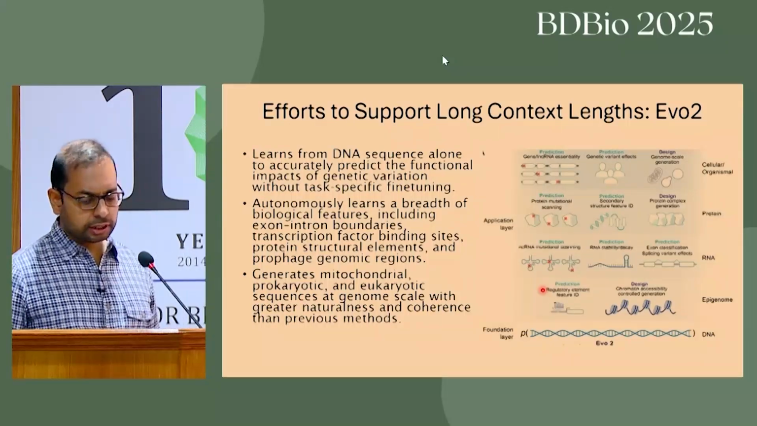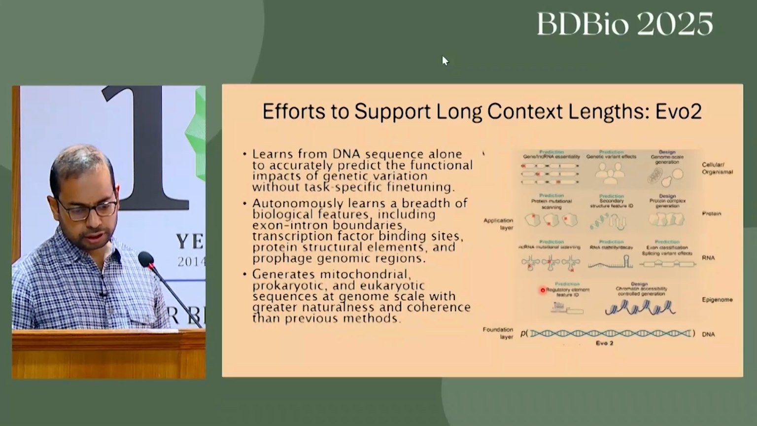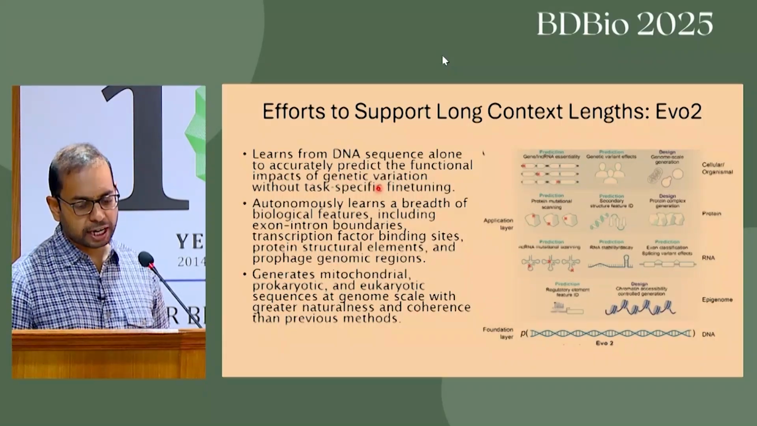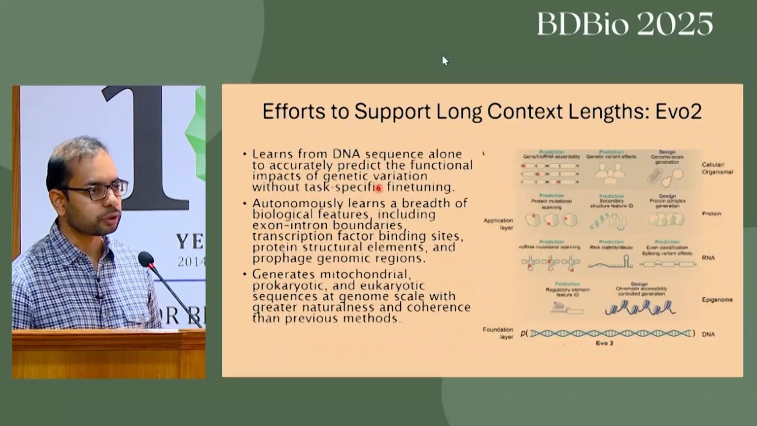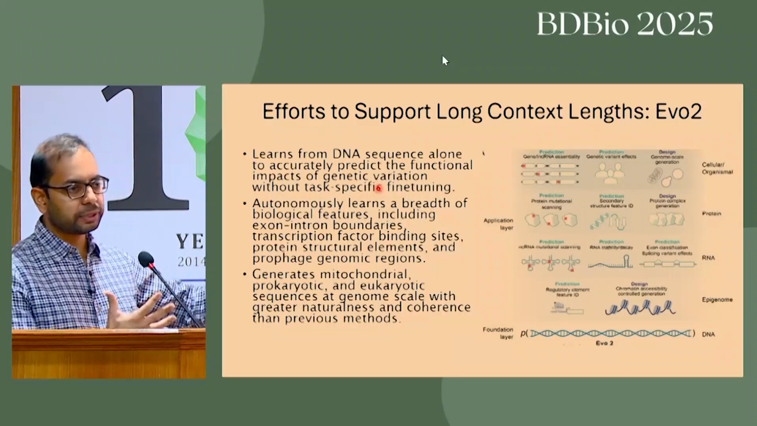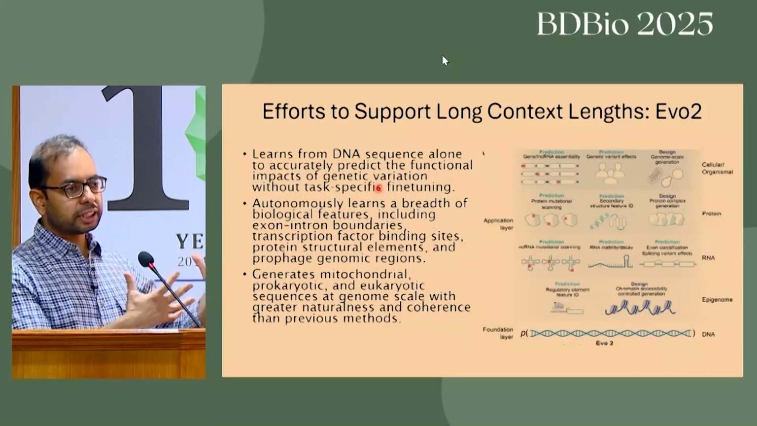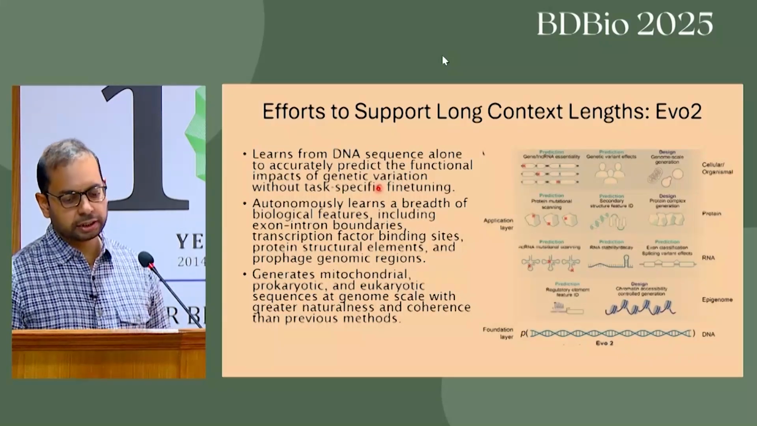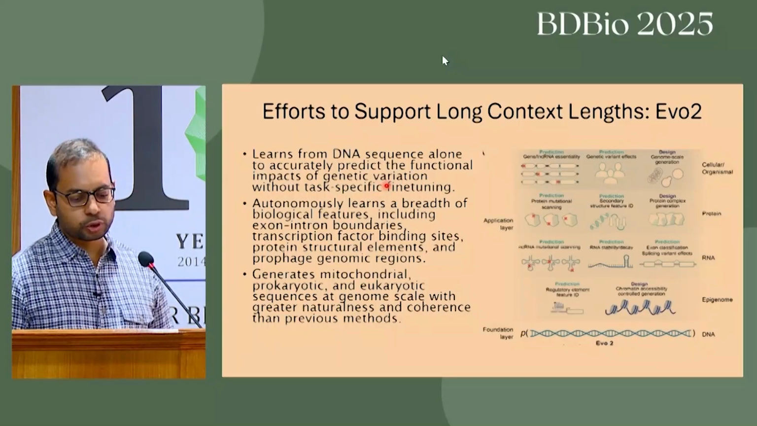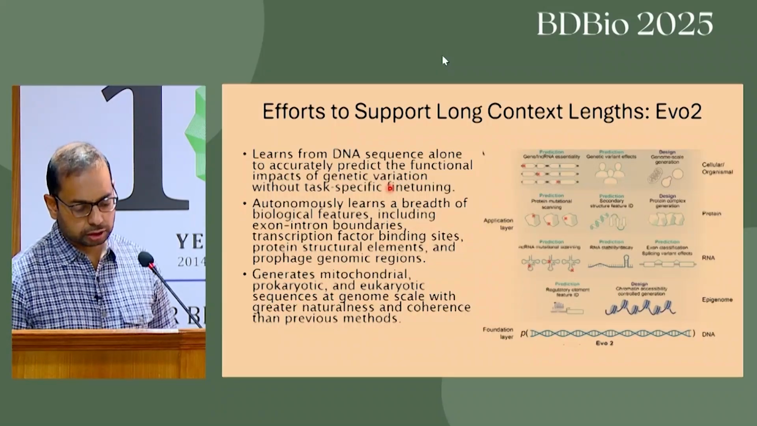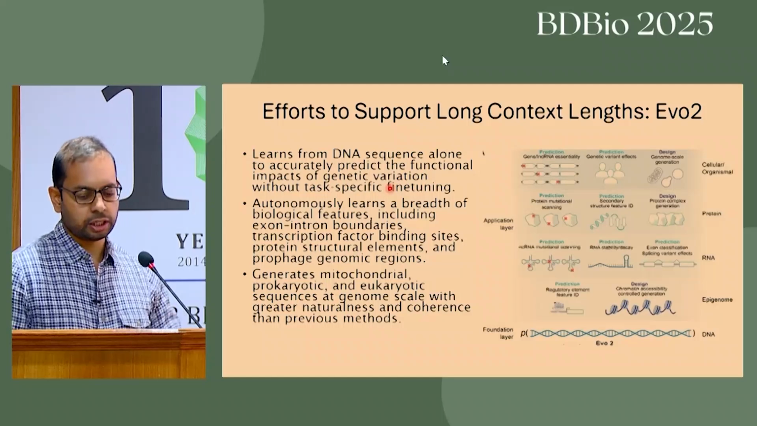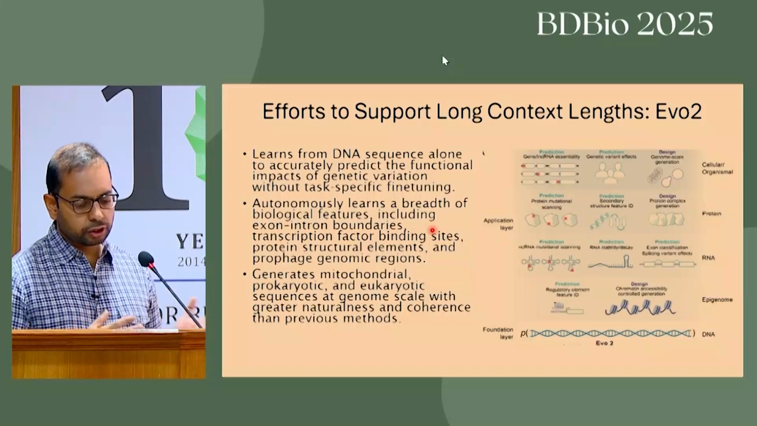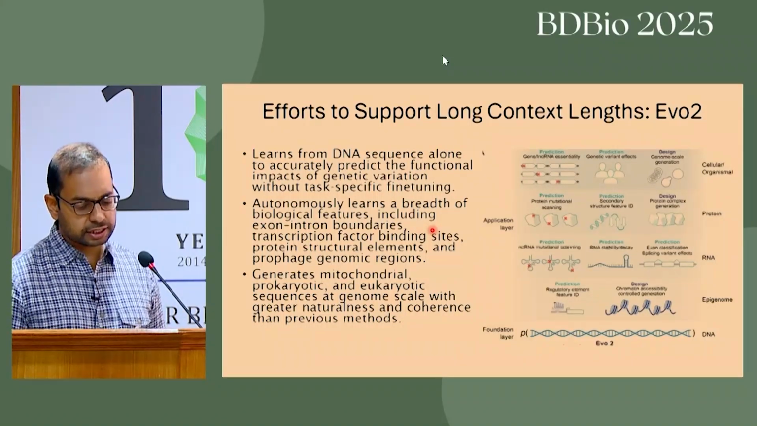So EVO is actually a fairly impressive model. It learns from DNA sequence alone to accurately predict the functional impacts of genetic variation without task-specific fine-tuning. In the previous ones we saw that we have pre-training and then task-specific fine-tuning. The better your pre-training model is, the less fine-tuning you would require, right? So this one shows that just by pre-training it was good enough for many different kinds of downstream tasks. Also, it autonomously learns the breadth of biological features, including exon-intron boundaries, transcription factor binding sites, etc.